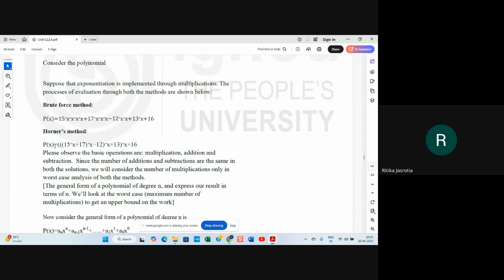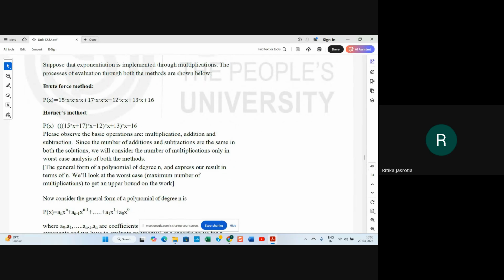Horner's method: P(x) is equal to 15 into x plus 17 into x minus 12 into x plus 13x plus 16. Please observe the basic operations of multiplication, addition and subtraction. Since the number of additions and subtractions are the same in both the solutions, we will consider the number of multiplications only in the worst case analysis of both the methods, because they are saying multiplication takes more time, right?